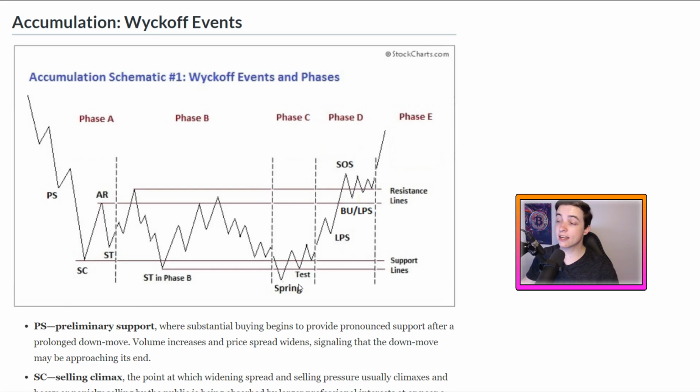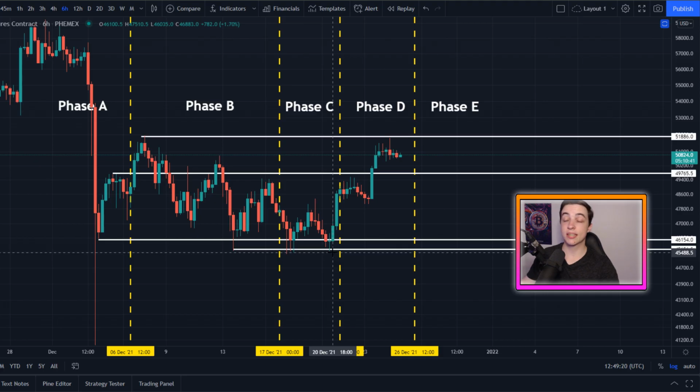And then phase C comprises of a spring, which is basically a lower low on the chart, and then some sort of retest of these previous secondary test support lines. And once again, that's exactly what we've seen over on the Bitcoin chart right here.